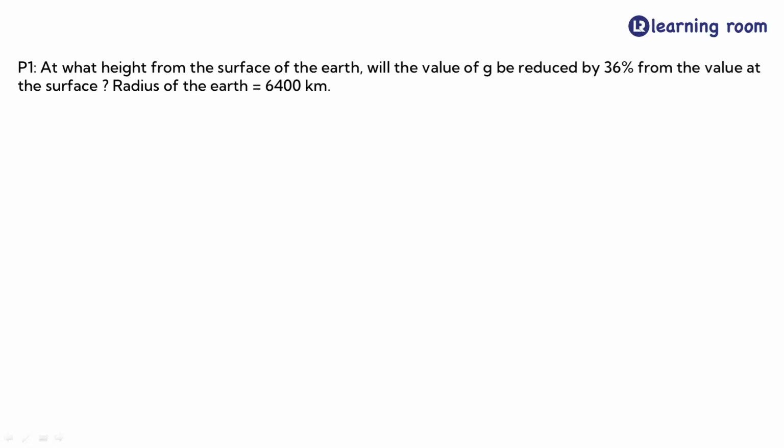So, the first problem: at what height from the surface of the earth will the value of g be reduced by 36% from the value at the surface? What is the value of acceleration due to gravity at the surface? At the surface, it is going to be g. Let's say it has gone to this height, and it is reduced by 36%. So how much will it be? 64g by 100. Am I right? Yes, sir.